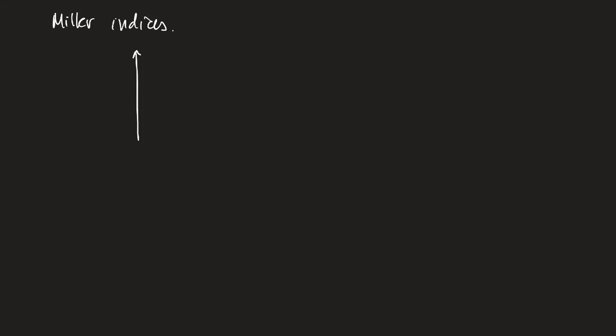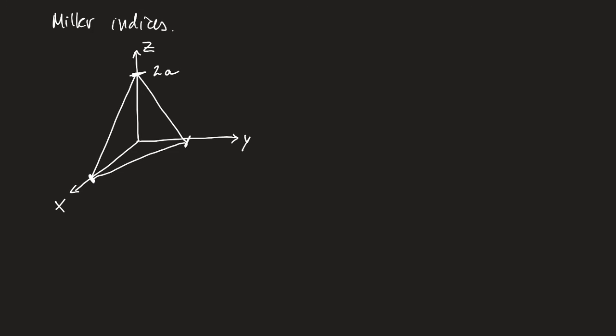Let's see how it looks like. X, Y, and Z axis, and let's draw one plane here. There are three intercepts, one on the x-axis, another in the y-axis, and the third one here on the z-axis. Let's put here some random numbers like 2a, a, and 2a.